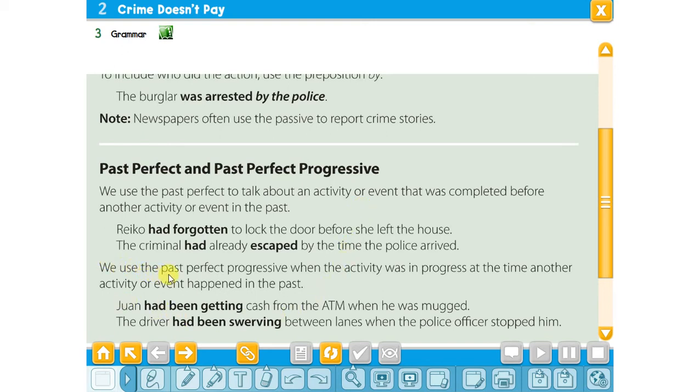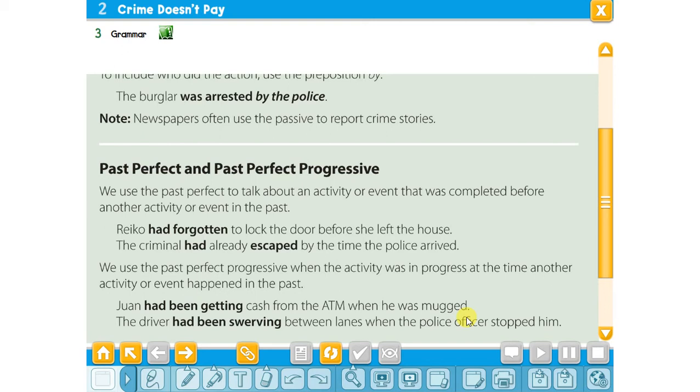الآن we used a past perfect progressive when the activity was in progress at the time of the other activity or event happened in the past. نفس الشيء بس الفعل الباست بارت بروجريسيف بكون يحدث قبل، يعني كان في حدوث له قبل ما الحدث الثاني. يعني كيف هون الجملة ها؟ Joan had been getting cash from the ATM when he was mugged. يعني كانت تسحب مصاري لما انسرق. ماشي؟ كان في حدث بحدث قاعد.